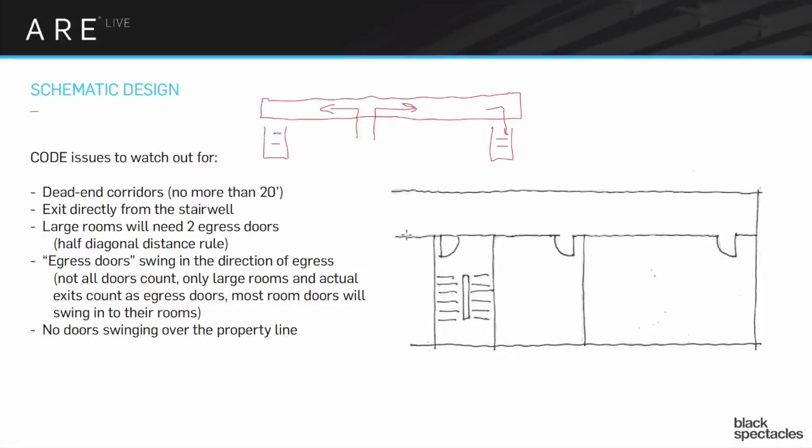Now, not every building can always have the stair or the door literally at the very end. So there's a little bit of allowance to have a bit of corridor space that goes past that exit door. That corridor that's going past is referred to as a dead-end corridor. And they're saying 20 foot is the maximum.